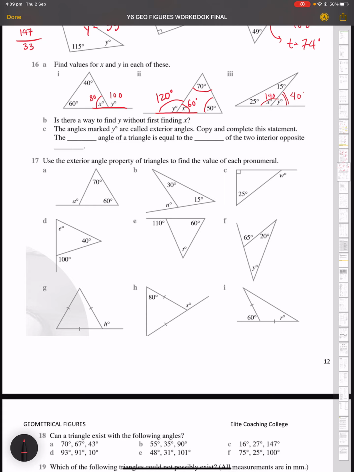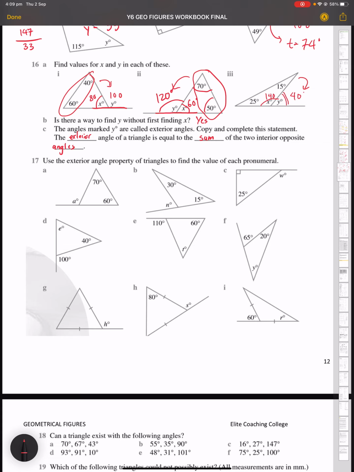Do you notice that these two add up to this one? These two add up to this one. And 15 and 25 gives you the exterior. These are called exterior angles. Question B says, is there a way to find y without finding x first? Yes, there is. The angle marked y is called an exterior angle. Copy and complete this statement. The exterior angle of a triangle is equal to the sum of the two interior angles.